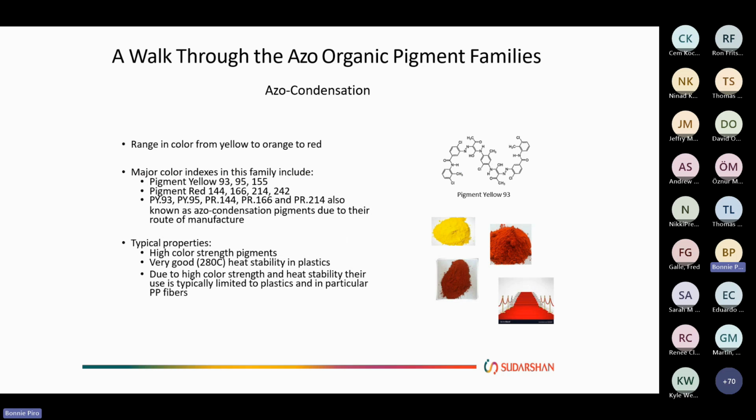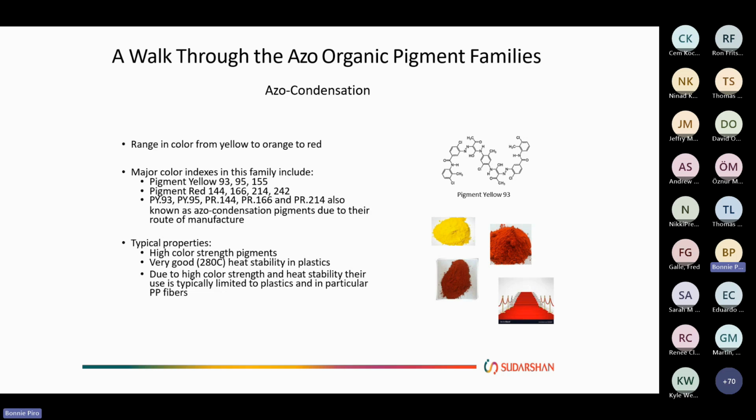The azo condensation area, this is the other area in the high performance space of pigments. Not as many pigments in this particular family, primarily because this type of manufacturing has fallen in terms of its popularity in terms of manufacturing spaces. Key ones here, though, are Pigment Yellow 155, Yellow 93 on the red side, Yellow 166 and 242 in there.